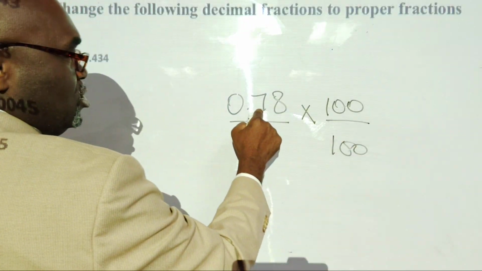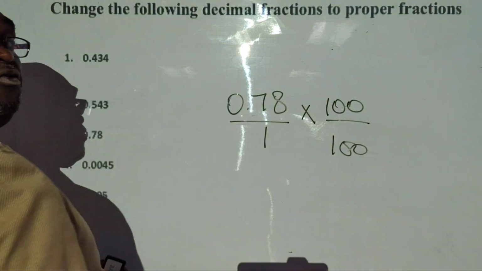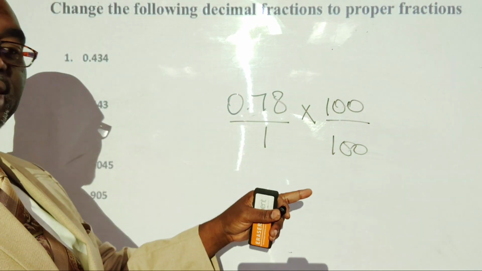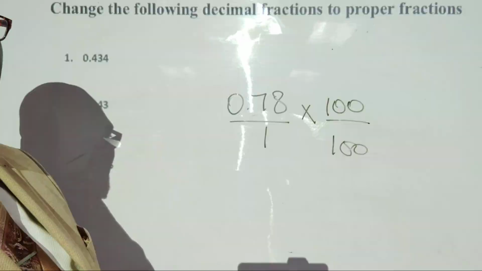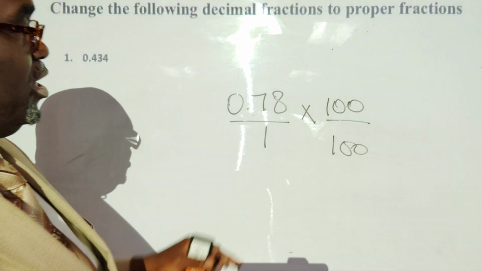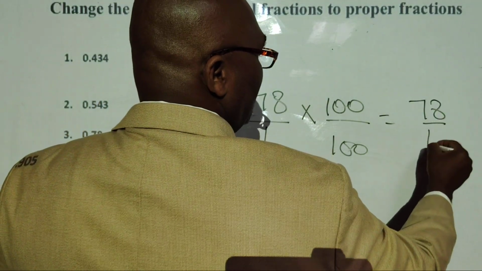You see, the numbers after the decimal tell you what to multiply by. If it's 2 numbers, you multiply by 100. If it's 1 number, multiply by 10. If it's 3, multiply by 1,000. If it's 4, multiply by 10,000. Correct? So when I do this right here, I have what? I got 78 over 100.